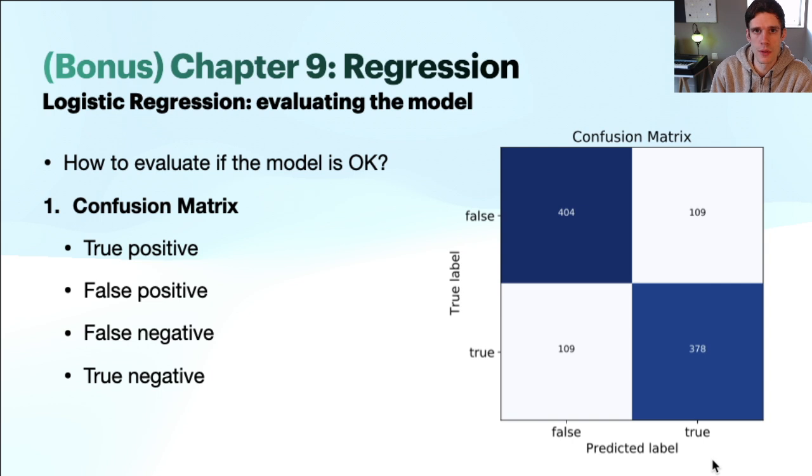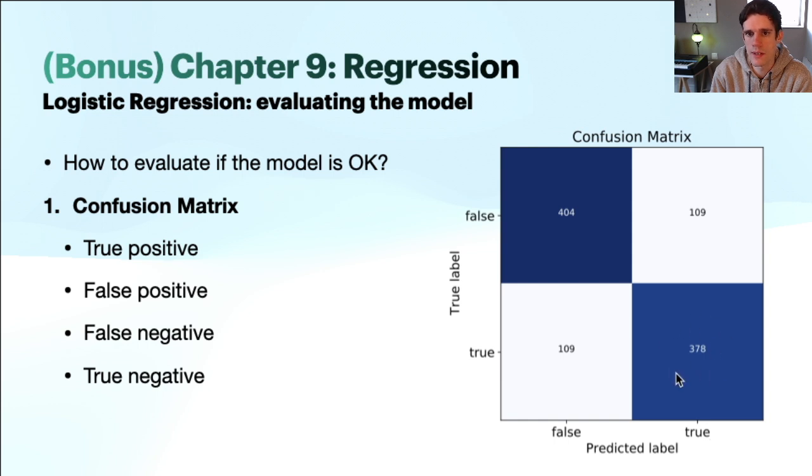Because the variable that we are predicting, our Y variable, is binary, the confusion matrix in this case will be a 2x2 matrix. On the x-axis, we have the predicted label, either we predicted it to be true or false, and on the y-axis, we have the true label. So either our Y value is true or our Y value is false. So then combining these two axes, we can see the following.